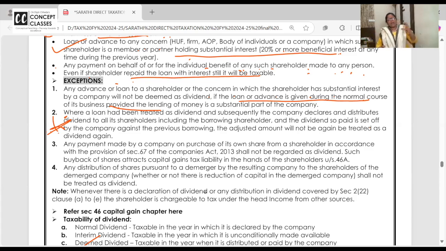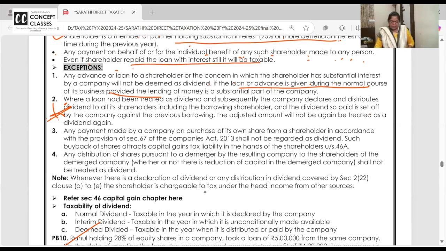No. When a private company gives you a loan, that time only it was taxable as deemed dividend. Again, when they convert the loan into dividend, it will not be taxable, right? Any payment made by a company on purchase of its own shares shall not be regarded as dividend. Such attracts buyback. This point on buyback, just remove it from here.